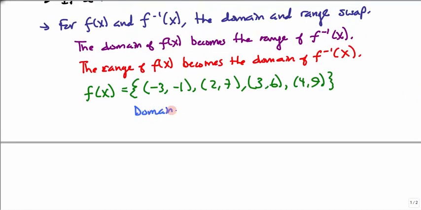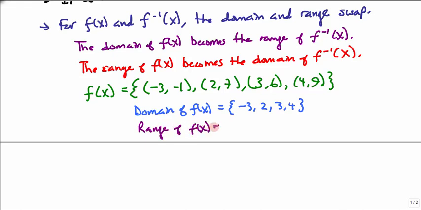So the domain of f of x is the set of numbers -3, 2, 3, and 4. The range of f of x would be the y values, the -1, 7, 6, and 9. Well, we can start talking about the inverse then.